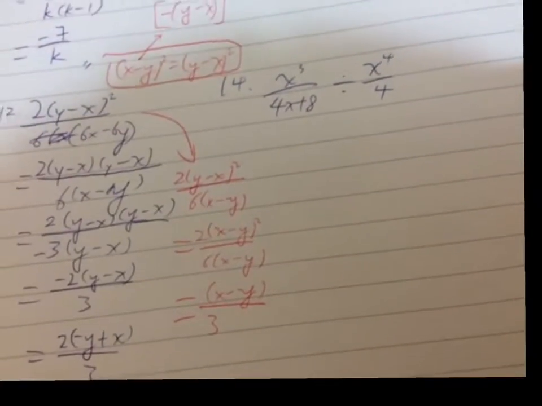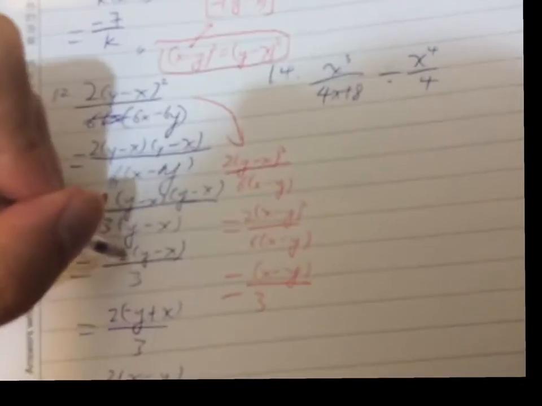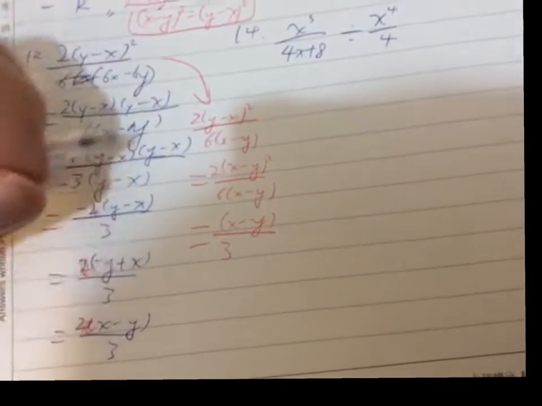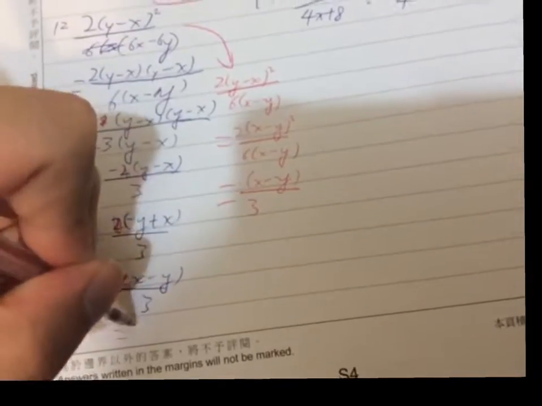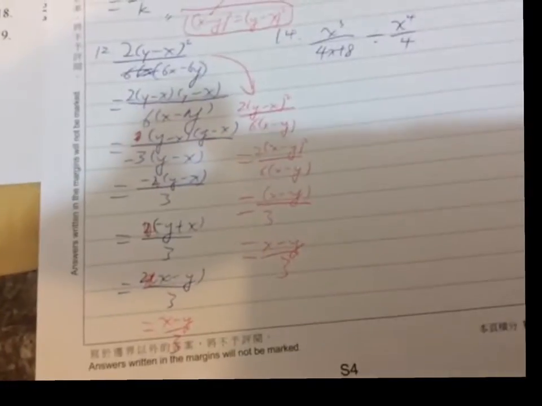So, oh, I made a mistake here. It should be just 3 here, just 3, and it's just 1, and this one is 1, and this one will be just x minus y over 3. Okay, and the answer will be x minus y over 3. The bracket can be removed. Okay, both methods give the same result.